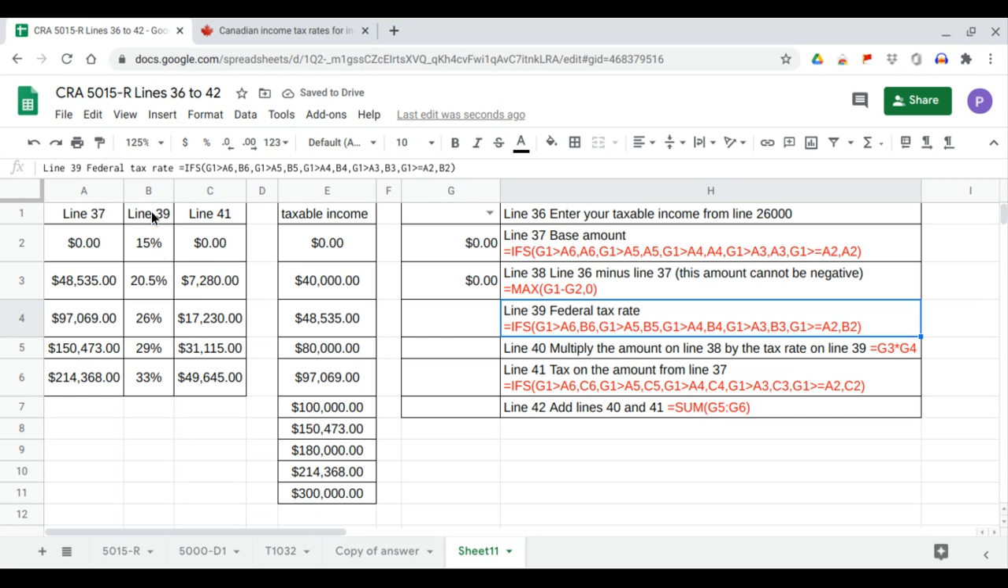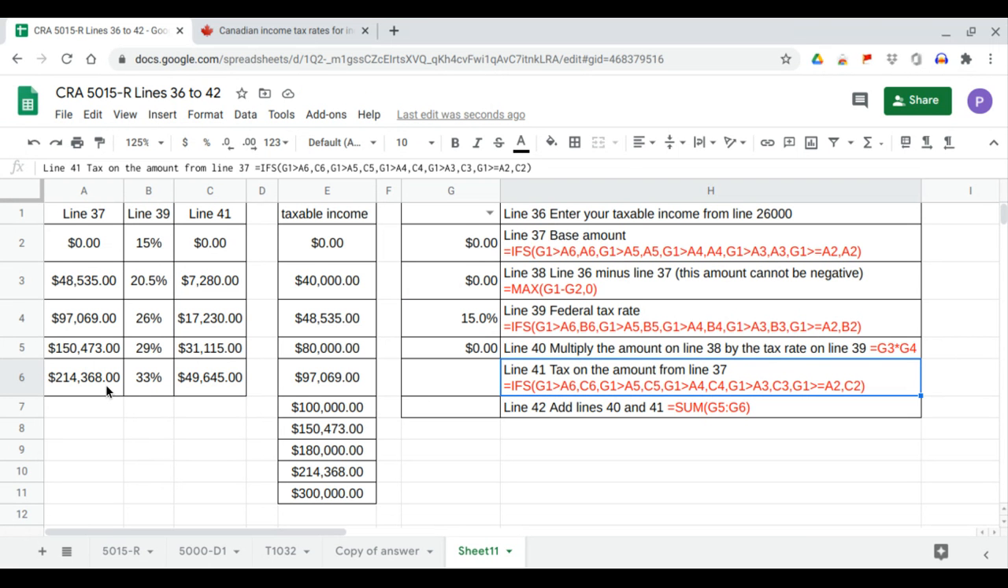And line 39, which is the federal tax rate. So if our line 36 is greater than 214,436, it will be 33%, which is B6. So we copy this and paste it. And line 40, which is calculated by multiplying line 38 times line 39, which is G3 minus G4. So copy, paste. And line 41, which is this range.